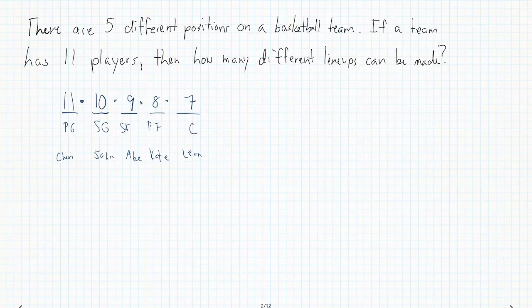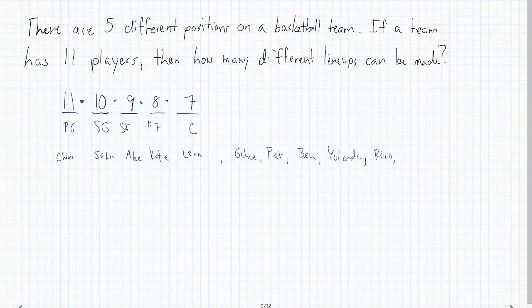Okay. And then there's what? 6 players remaining. So Gabe, Pat, Ben, Yolanda. So that's 4. Rico and Dennis. Okay. So out of our 11, we chose our starting 5 and in those positions.